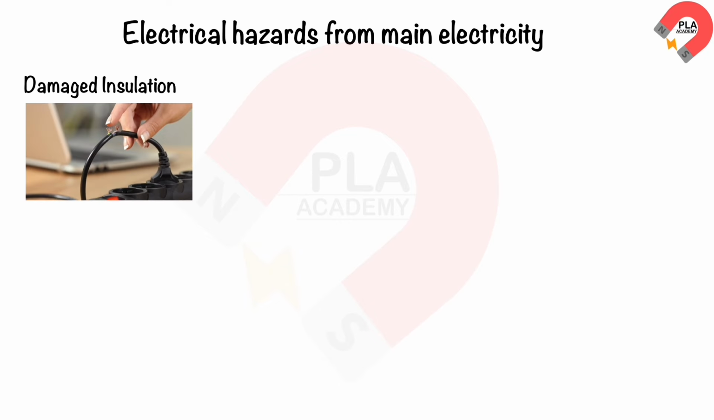Electrical hazards from mains electricity. Mains electricity is potentially lethal because it can carry high voltages and currents. Even voltages as low as 50 volts can pose a serious hazard to individuals, especially if the current is high enough. Common hazards include damaged insulation. If someone touches an exposed piece of wire, they could be subjected to a lethal shock.